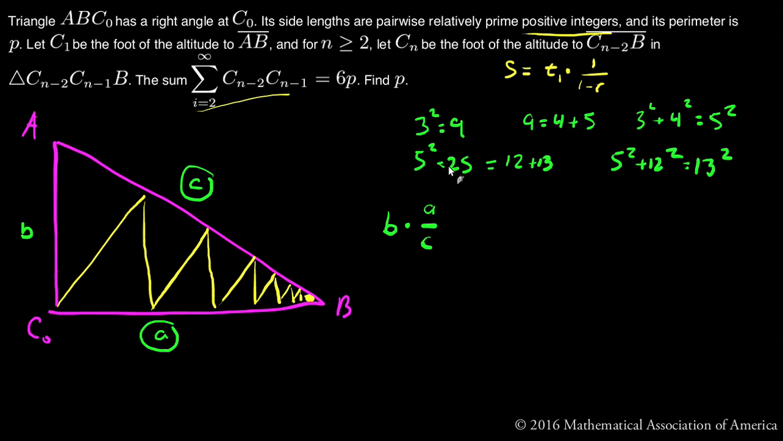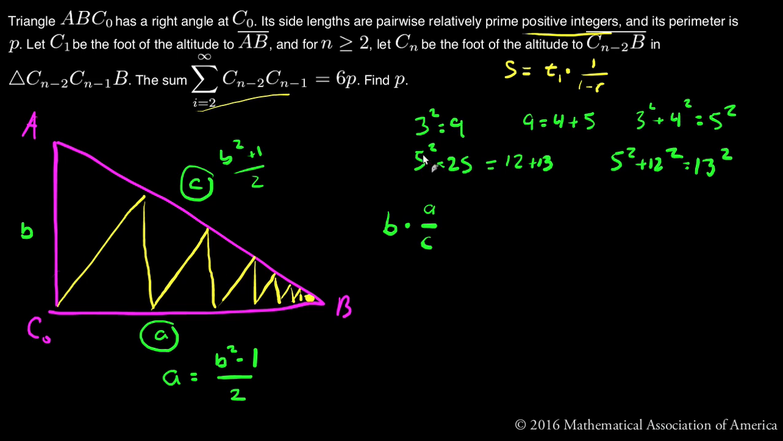simply from this rule. So A is going to be B squared minus 1 over 2. And C is going to be this B squared plus 1 over 2. 25 plus 1 is 26, divided by 2 is 13. 25 minus 1 is 24, over 2 is 12.